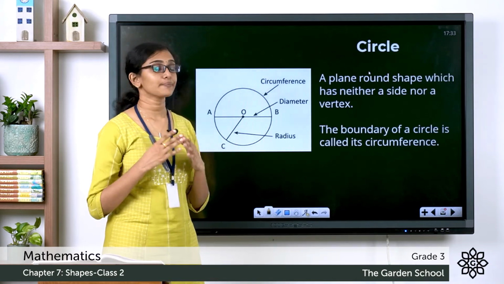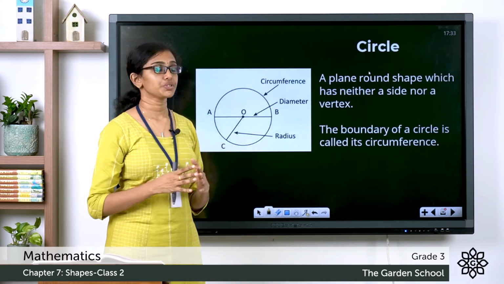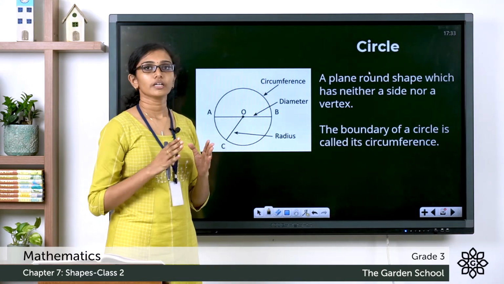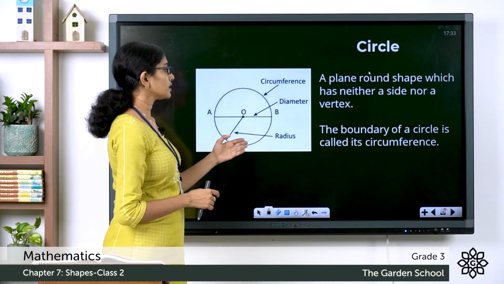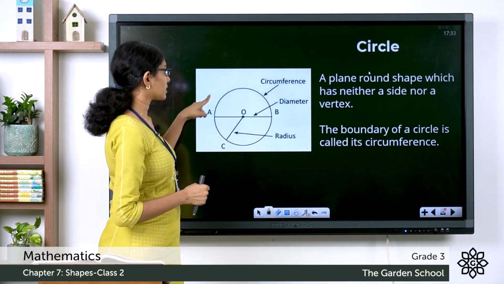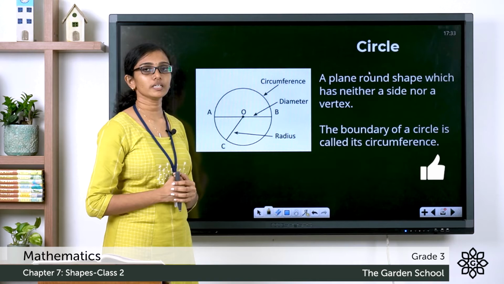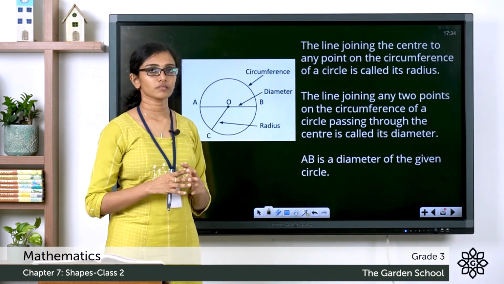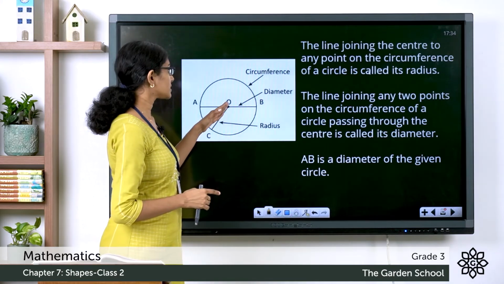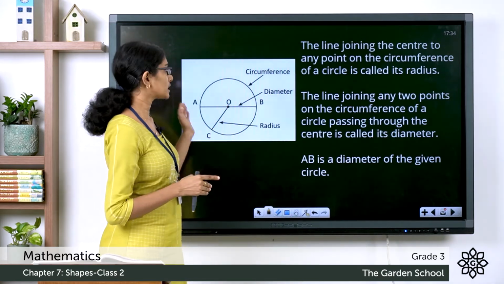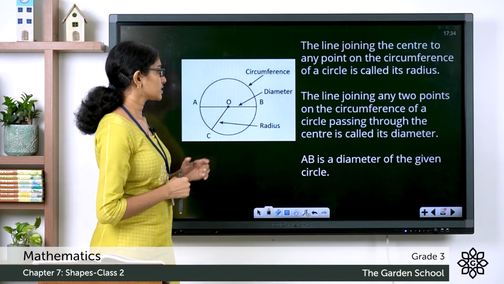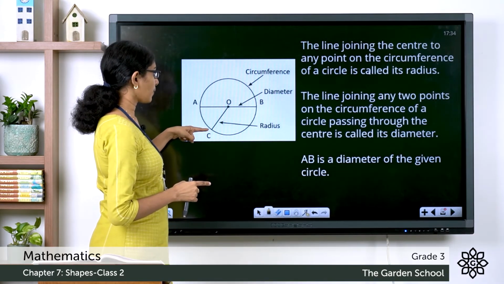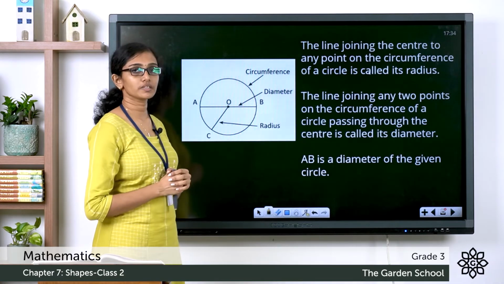The circle is a plain round shape which has neither a side nor a vertex. And you can see a boundary of the circle. This boundary is called the circumference of the circle. And you see the center O marked here and the line joining the center O and a point on the circumference of the circle. You see this line OC, this is a line joining the center and a point C on the circumference of the circle.